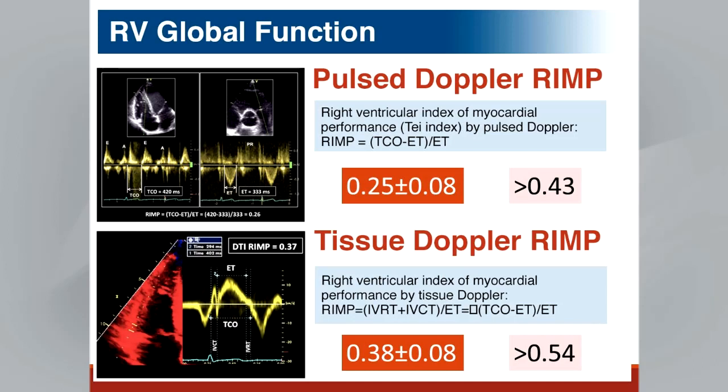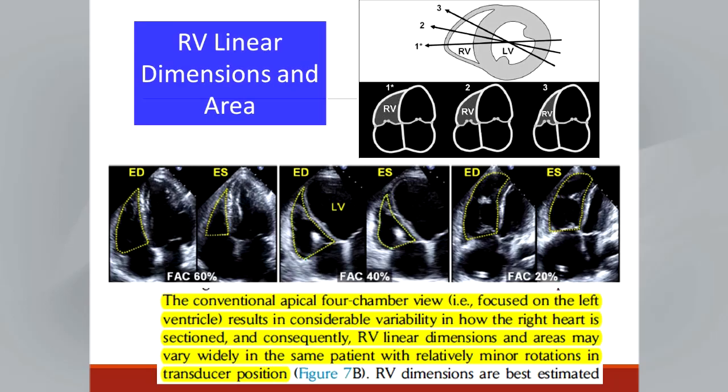These can be obtained by either pulsed Doppler or tissue Doppler, in which we want to measure the isovolumic contraction and relaxation periods and the ejection time in one beat. For those of you who use this, please understand that the values derived by pulsed or tissue Doppler are not identical. And here are the normal values of right ventricular global function using this index of myocardial performance.